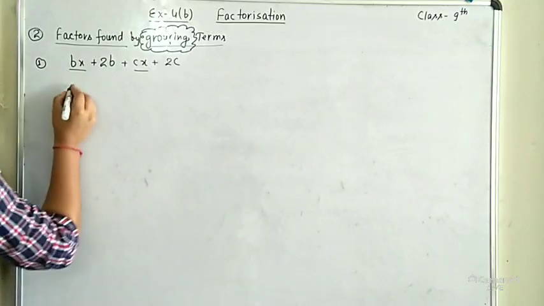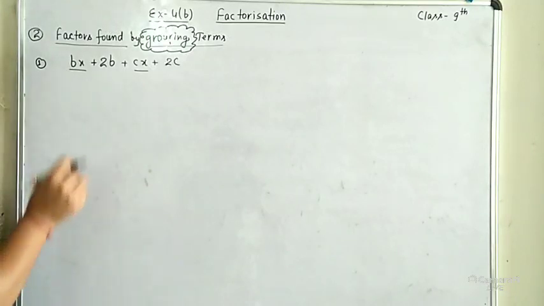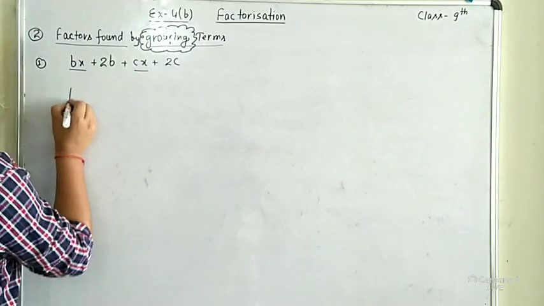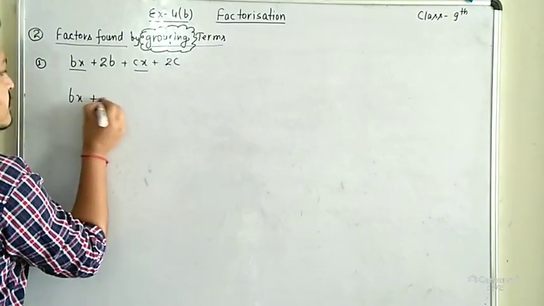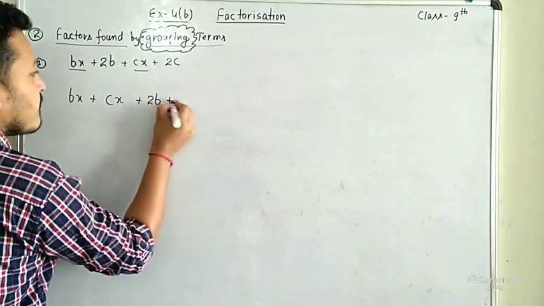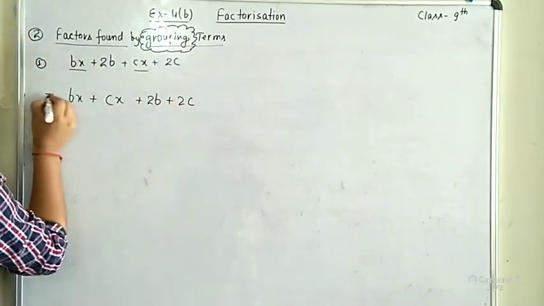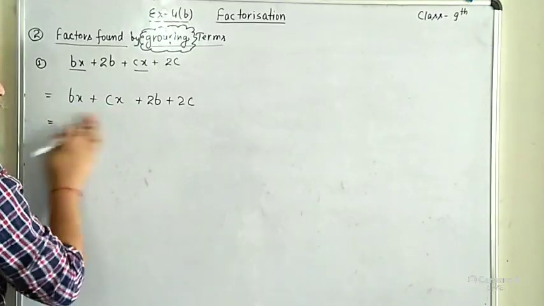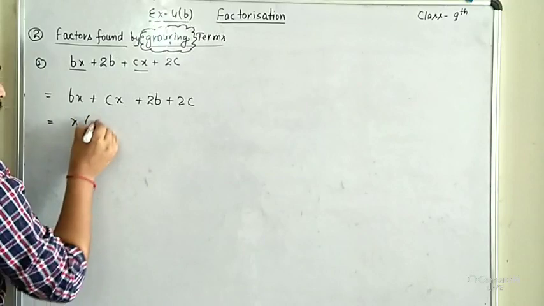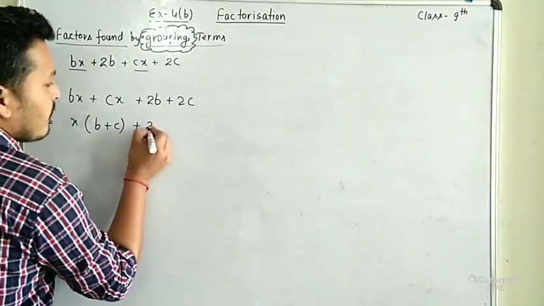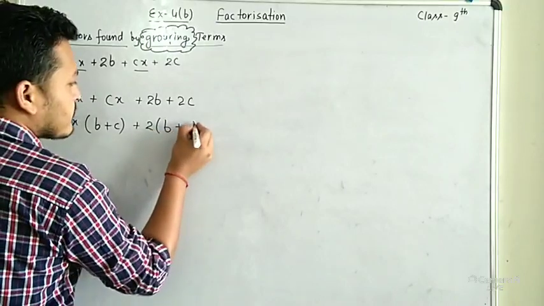Okay, so first rearrange the given terms. जिसको आपने ग्रुपिंग करना उसको एक साथ लिखो. So this is bx plus cx plus 2b plus 2c. Next, what is common out here? x is common out, so b plus c, plus 2 is common here, then this is also b plus c.